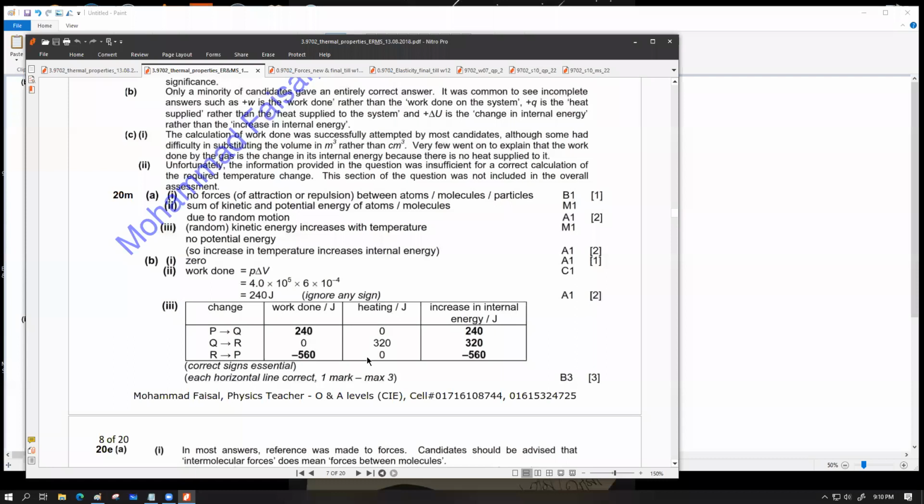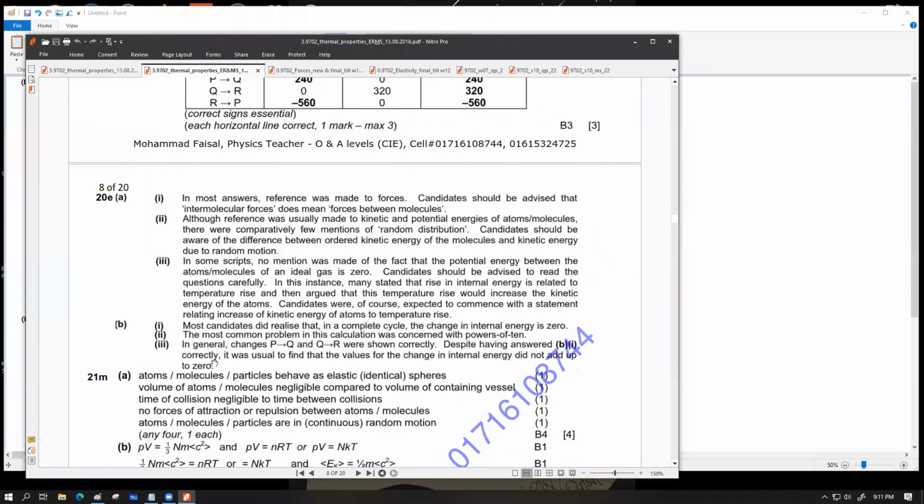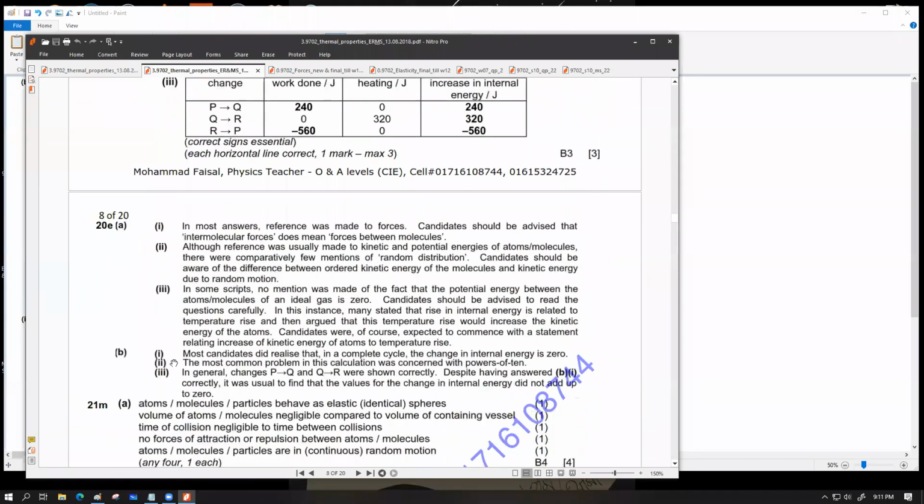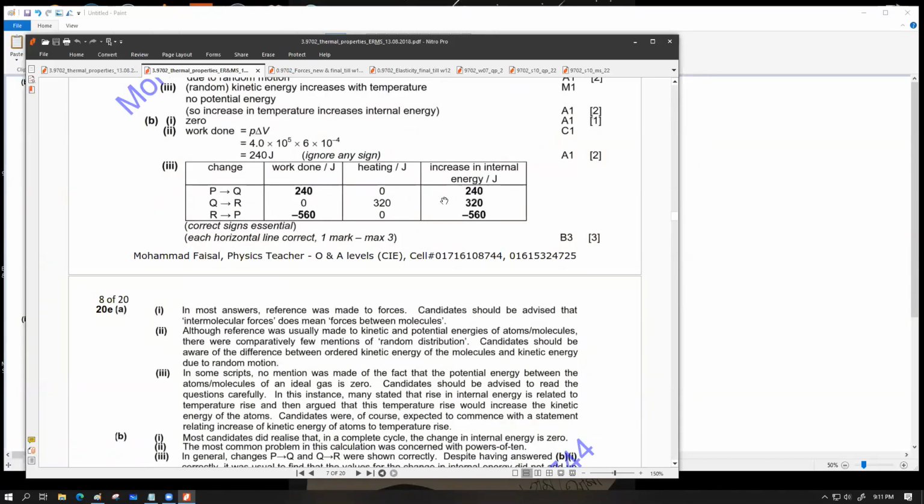Do I make sense? Yes, sir. Sir, so their logic of solving this problem is okay, but the values are just wrong. Right? Yes, the values are just wrong. Correct. Let's have a look at the examination report, which they did not mess up. I mean, in general, changes P to Q and Q to R were shown correctly. Despite having answered B1 correctly, it was usual that to find the values for the change in internal energy did not add up to 0. So yeah, many students did not understand that this column had to be calculated to be 0.